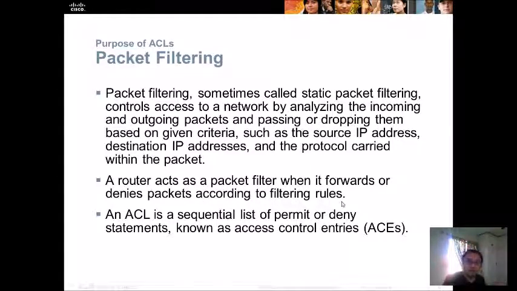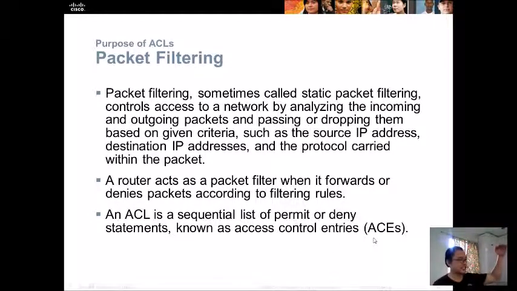So meaning, as previously given, your router has no configuration yet. Therefore, you will be the one to identify these rules to be given to that router. An access list or ACL is a sequential list of permit or deny statements. And these permit or deny statements that you are going to create are what we call the access control entries.